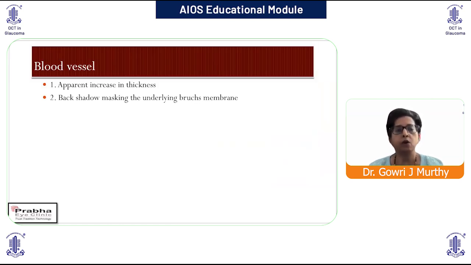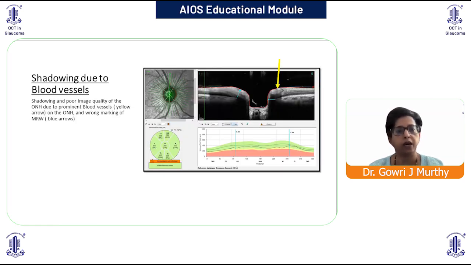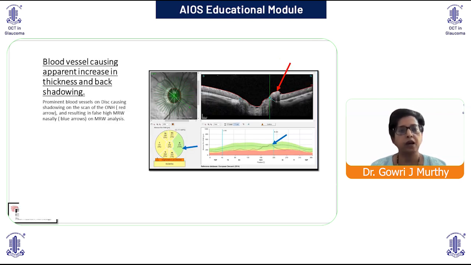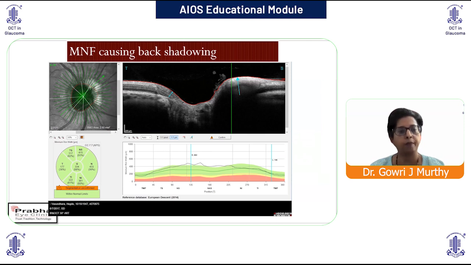Therefore, there is no color denoted over here, and the graph just dips down, and this indicates that in this area the data is not available for the machine to interpret. Blood vessels can cause apparent increase in thickness and can also cause back shadowing. Here you can see a large blood vessel which is causing back shadowing, and this can result in wrong marking of the minimum rim width. Again, you see a blood vessel, and this is causing an artifactual increase in the RNFL thickness. So this is again something that one needs to look for.